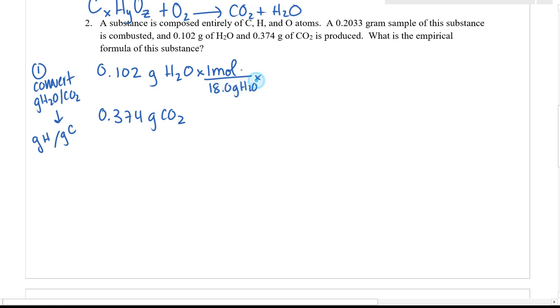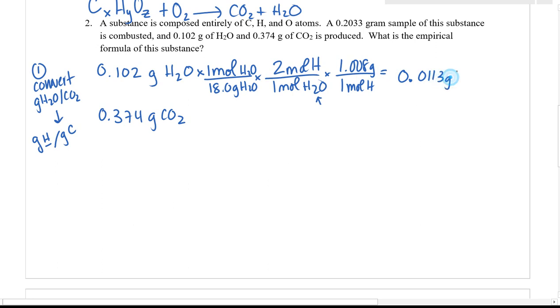Okay, and then you could say, well, what I really want to know is grams hydrogen. So I have to convert moles water to moles hydrogen. And if you look at this 2 right here, that tells me there's 2 hydrogens in every water. And then 1 hydrogen weighs 1.08 grams. So plug that in your calculator, you get 0.0113 grams of hydrogen.